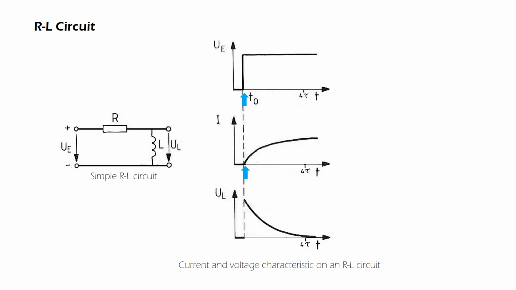At the first moment, the voltage UL at the inductor is the same as the applied voltage UE and then drops according to an e-function. The current I rises according to an e-function, and after about 5 tau it reaches its maximum, limited by resistor R, and UL drops to 0. Tau is the time constant of the RL element and is derived by dividing L by R.